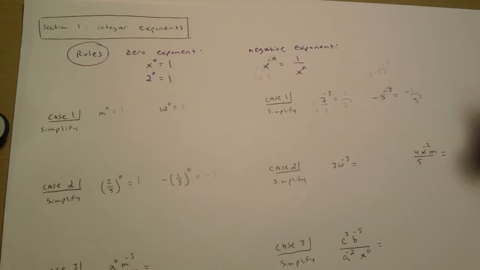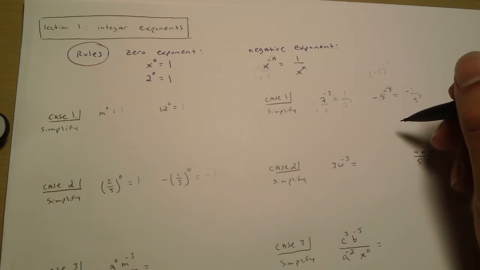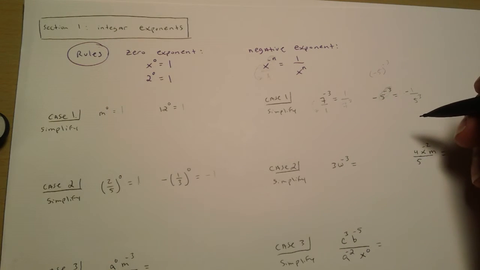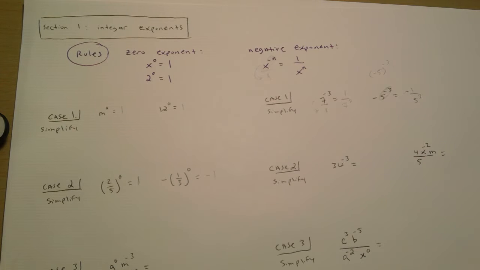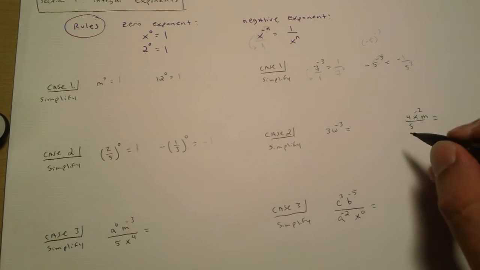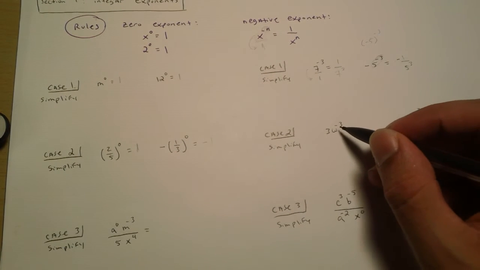Okay, so pretty much that's the simplest negative exponents you'll probably see. Now for case 2, you notice that we have 3w to the negative 3.